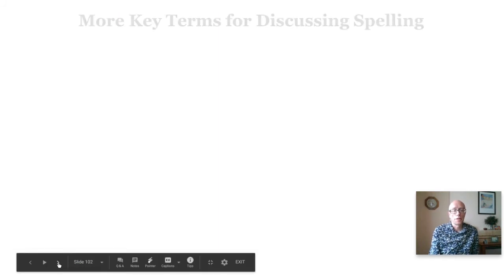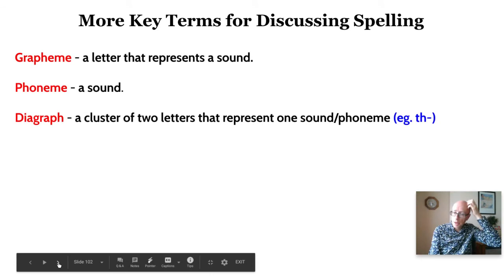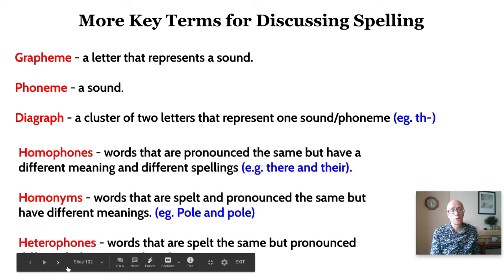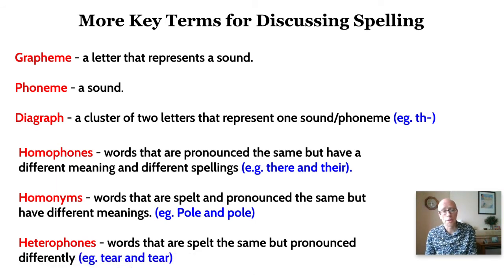Okay, so they are to learn. Also here, just a reminder about the terms that you should be using. So don't call them letters, call them graphemes. Don't call them sounds, call them phonemes. And this word digraph for a cluster of 2 or more letters representing a single phoneme, like, for example, TH. Also useful to remember these phonological terms as well. So we've got homophones. These are words that are pronounced the same but have different meanings and different spellings. So there and there, they're homophones.